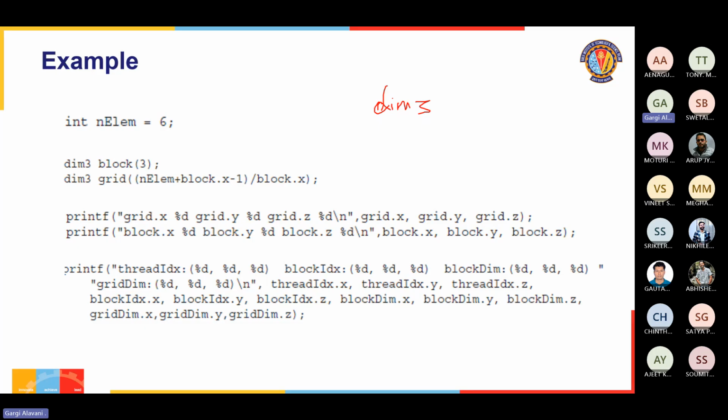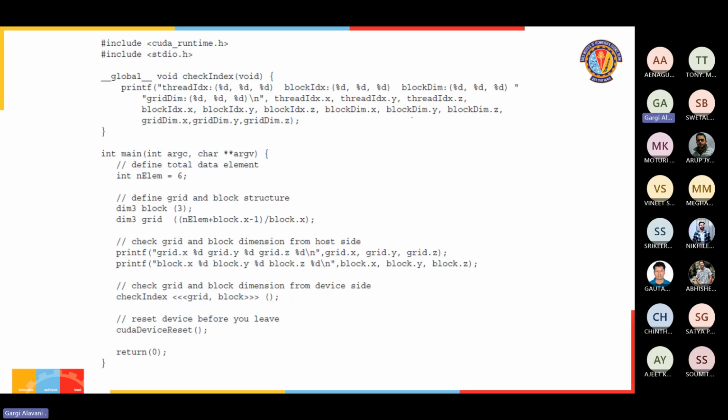Now let us see the output of this. You're printing the thread ID, the block ID, the block dimension, the grid dimension, the thread index, and each dimension for block and grid. This is part of this code. If it is not clear, you can spend 2 minutes to see what this code is about, and then we'll see the output.